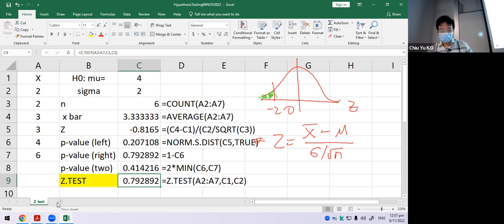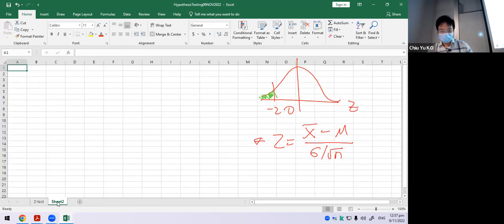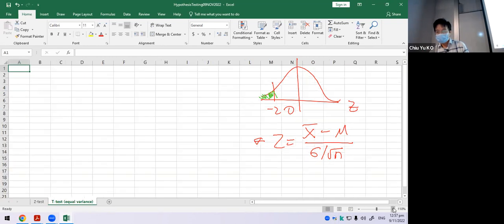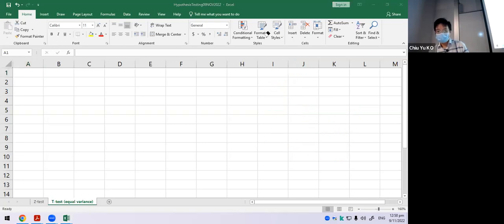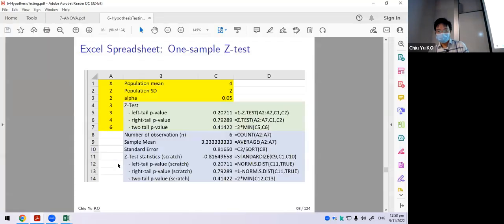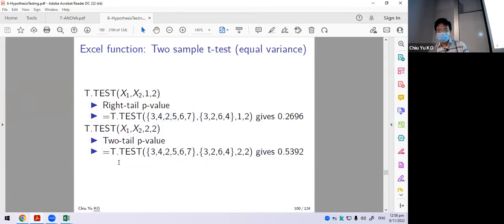And the second one we want to talk about is T.TEST, a 2-sample T.TEST. We focus on equal variance first. Let's look at the data. What we are doing is looking at two samples and seeing if they are equal or not.